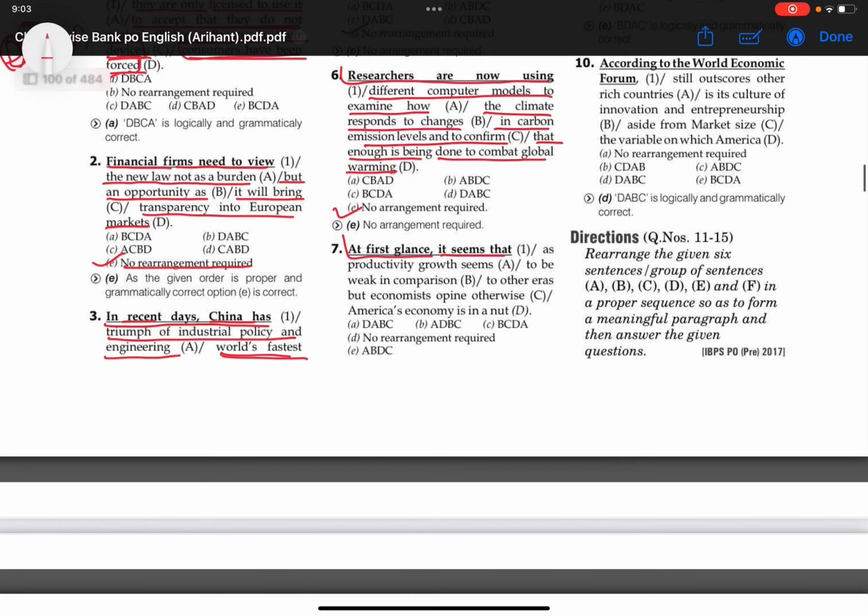At first glance, it seems that productivity growth seems to be weak in comparison to other areas, but economists opine otherwise. America's economy is in a nut.